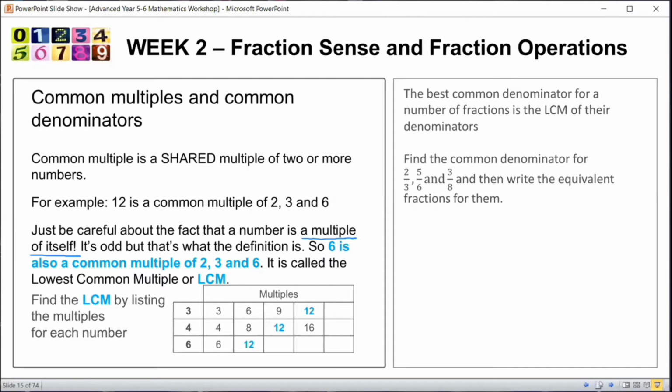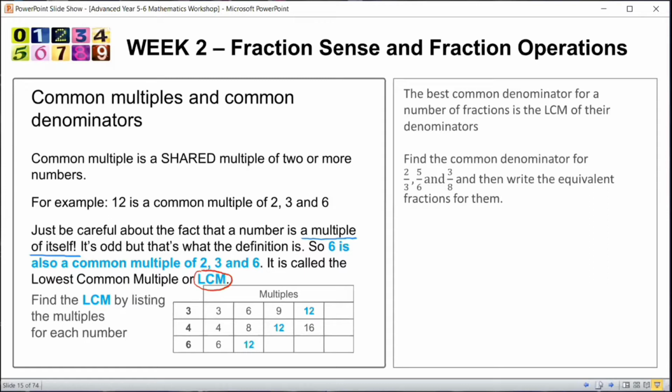So 6 is also a common multiple of 2, 3, and 6. And it is called the lowest common multiple, and they call it the LCM. And that is useful because when you try to find a denominator that is shared between many fractions, you want an LCM, to make life easier.